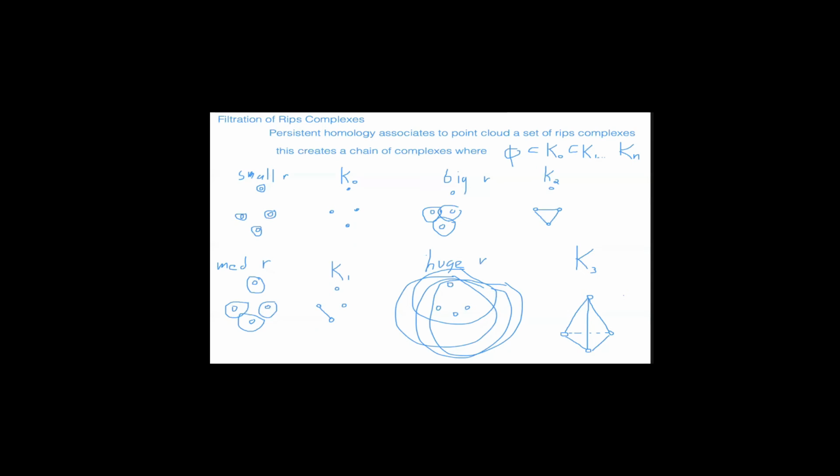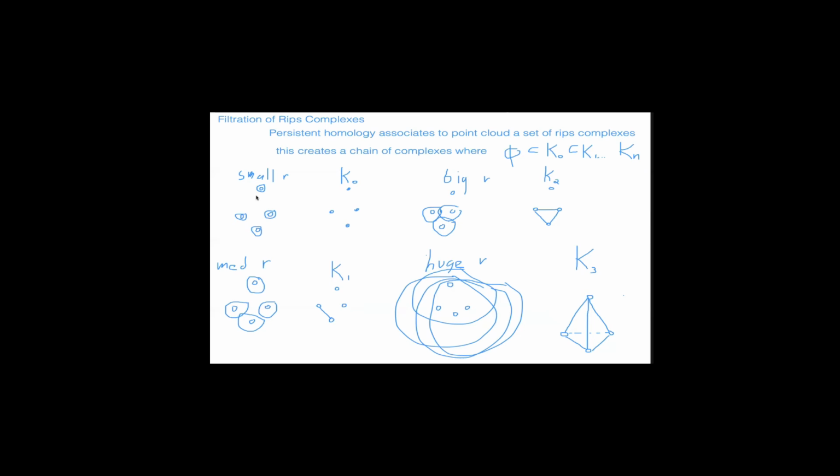So first of all, I start with r equals 0, and we consider r equals 0 to be the empty set. And as we increase r slowly, we will create another complex, K0, which will be this left one here, every point by itself. As we keep increasing r, we keep on creating more and more complex simplicial complexes, until eventually with our last complex, big enough r, every single point is in one simplex.